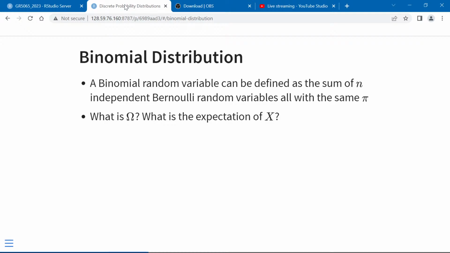Yes, good. What is the expectation of a binomial random variable? Pi times n. So that seems like an intuitive answer. It's actually correct. So if we have independent Bernoulli random variables that all have the same expectation pi, and we have n of them, it seems intuitive that the expectation would be n pi, and it actually is.